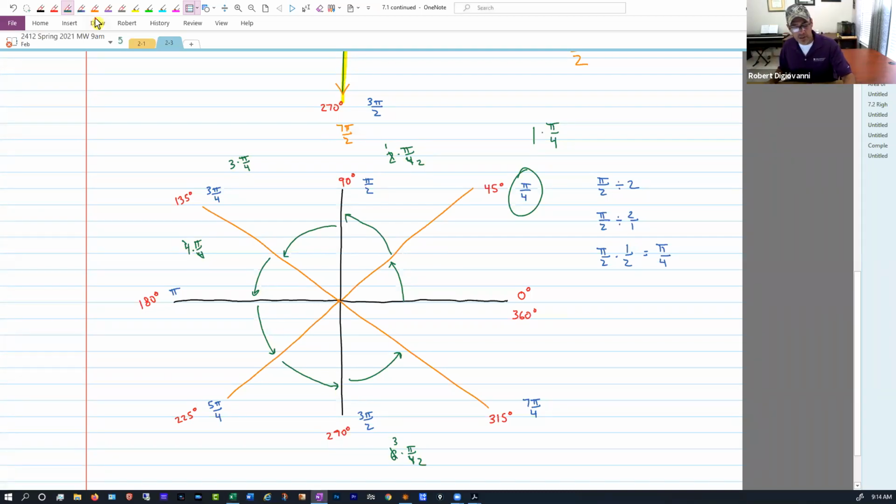So what I'm trying to get you to see is that instead of trying to memorize all this stuff, if you basically know how to count by pi over 4s, you can get all these angles. Does that make sense? As long as you can count by pi over 4, you're in business.